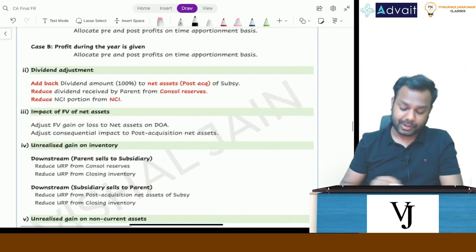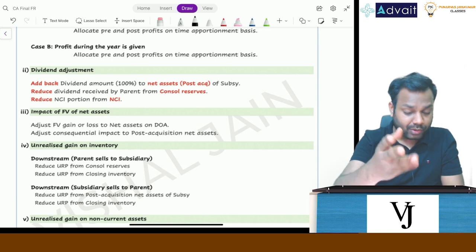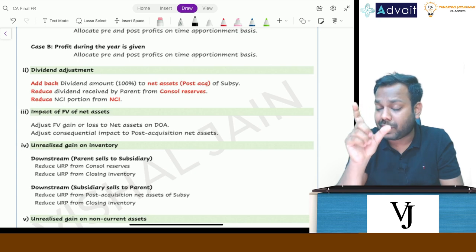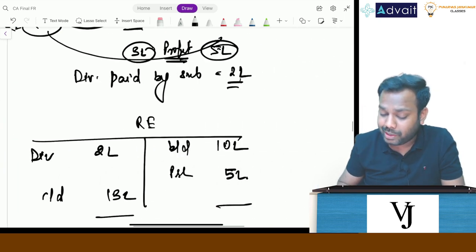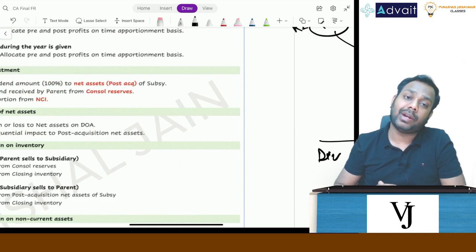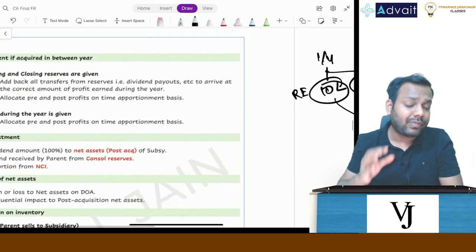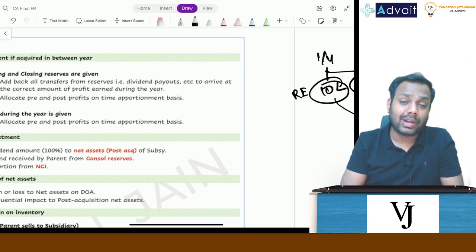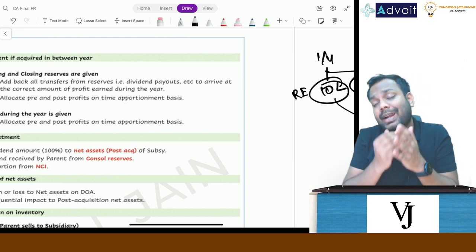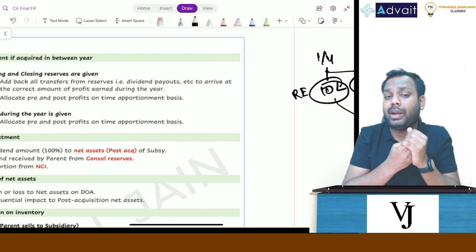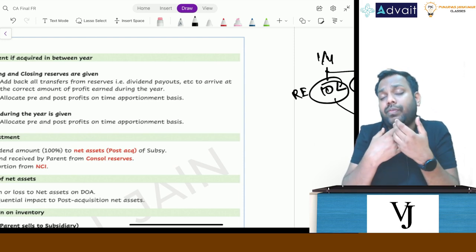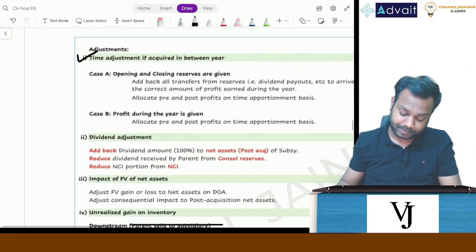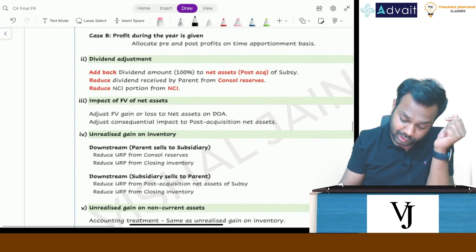Now second, dividend adjustment. As I was talking about dividend adjustment right now, you have to add back the dividend in the statement of net assets of the subsidiary only when you are considering the movement. If the profit for the year is given, then do not add back the dividend. Because the only intent to add back the dividend to the movement is to arrive at the correct amount of profit. If you are aware of the correct amount of profit, then why add back the dividend? So do not add back the dividend in that case. Now, this is sorted, I believe.